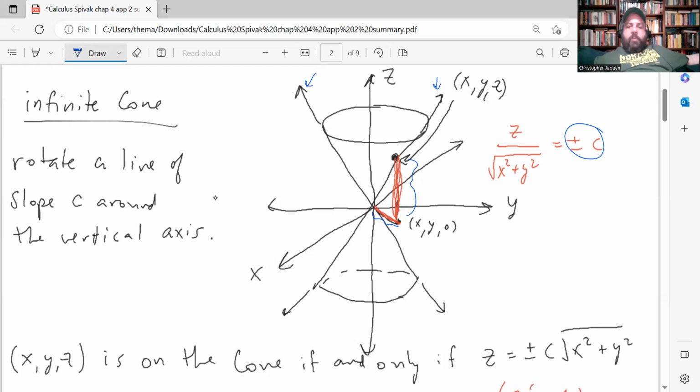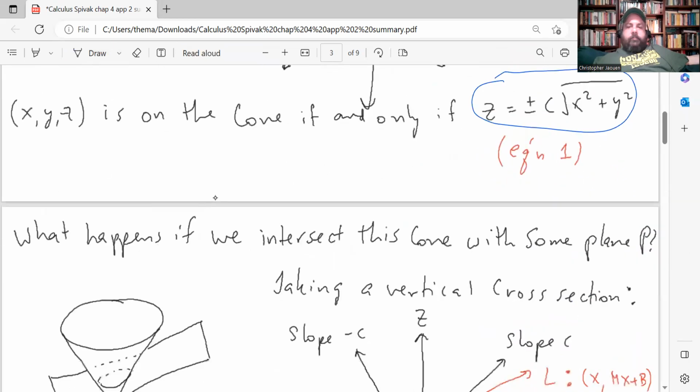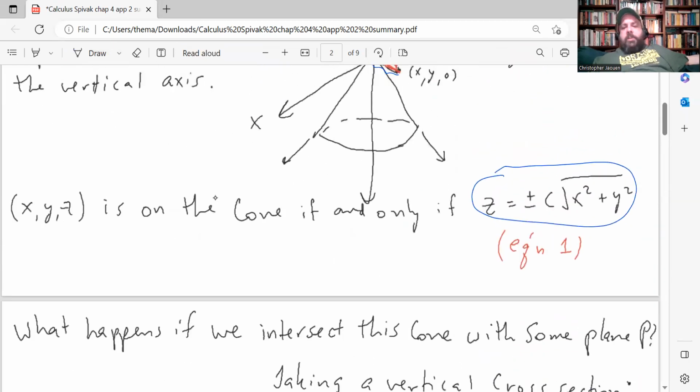So using that formula, we get the general form of the equation of the cone. The negative part gives you the bottom cone, and the positive part gives you the top cone. All right, so (x, y, z) is on that cone if and only if the z coordinate is given by that function of x and y: z equals plus or minus C times the square root of x squared plus y squared. Okay. Oh, and also I'm calling this equation 1 because we'll refer back to it later on.